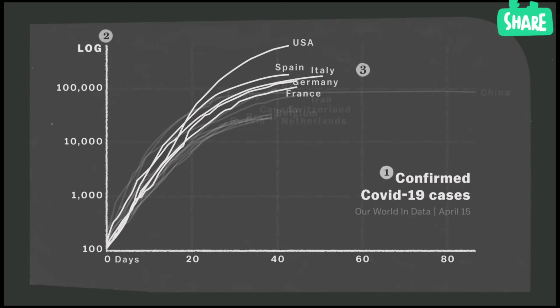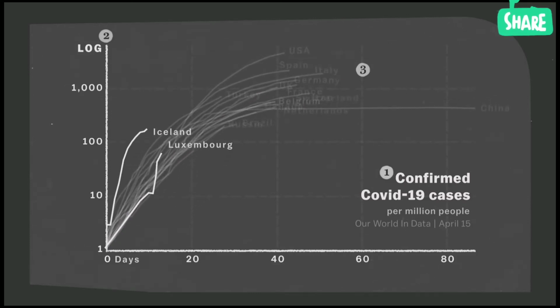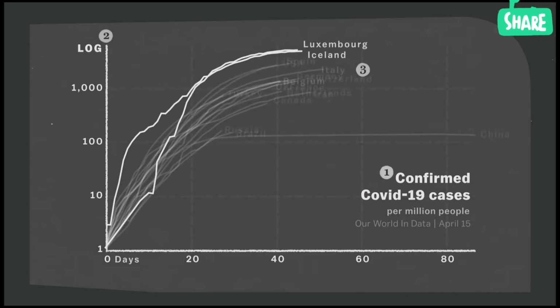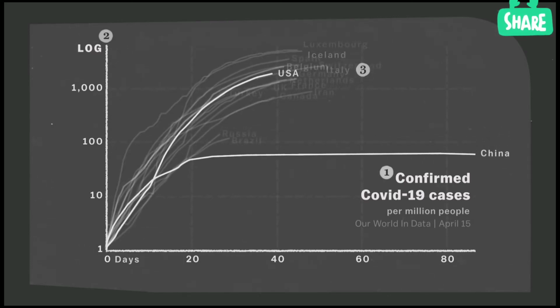Which brings us to the third thing to know about our chart. It doesn't account for population size. When you adjust for population, really small countries like Iceland and Luxembourg appear to have the biggest outbreaks for their size, which may reflect higher testing rates. The US and China have much bigger populations, so their curves drop a bit.